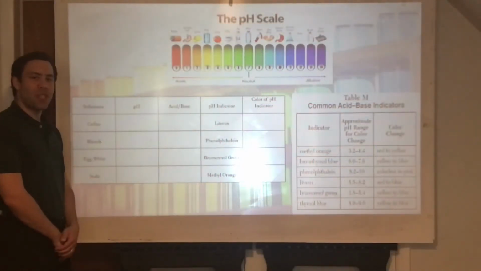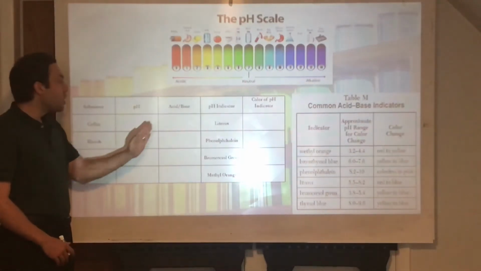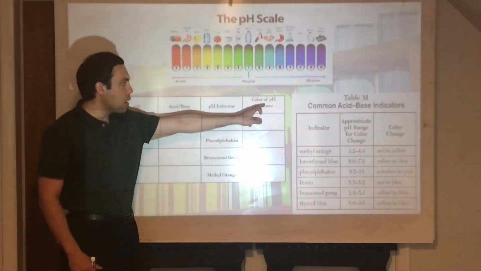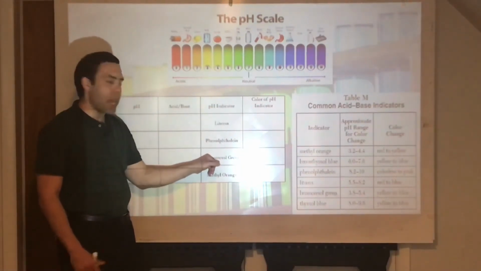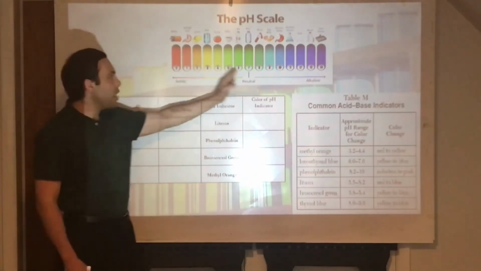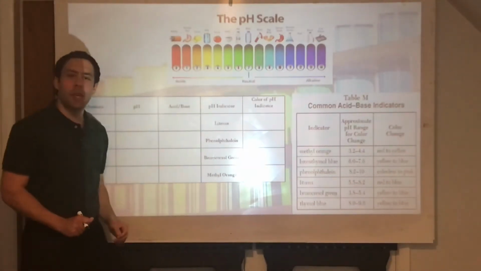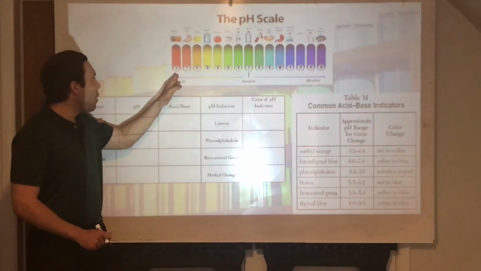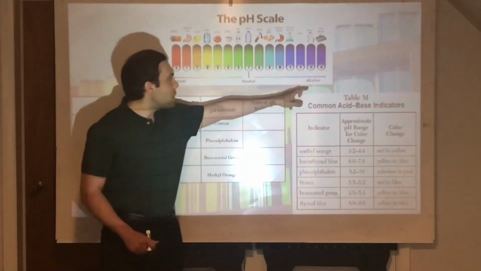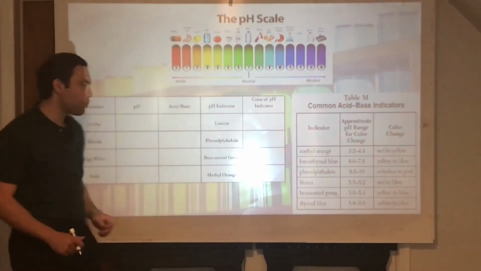Here we have a pH data table. We have 4 substances where we'll have to find the pH, determine whether it's an acid or a base, and determine the color of the specific pH indicator for that substance. Here we have a pH scale that goes from 0 to 14. On this particular pH scale, at 0, the most acidic, we have battery acid. And on the other side, the most basic, at 14, is going to be drain cleaner.